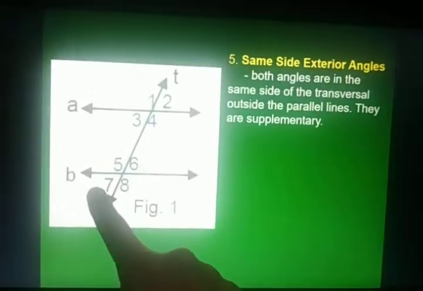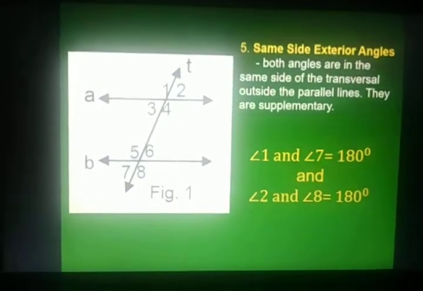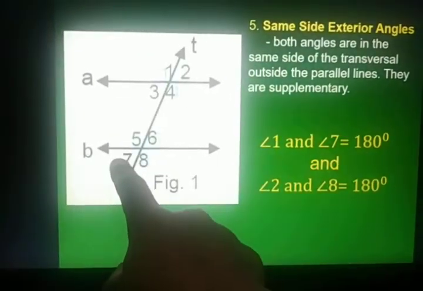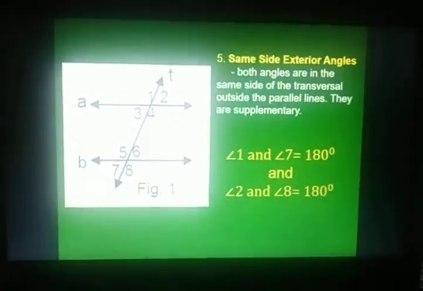So, you have angle 1, angle 7, angle 2, and angle 8. Again, they are supplementary. Si angle 1 kag si angle 7, kung i-add mo, 180 degrees. Si angle 2 kag si angle 8, 180 degrees man.